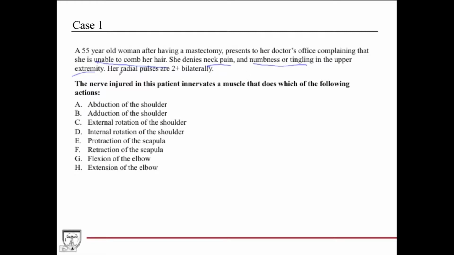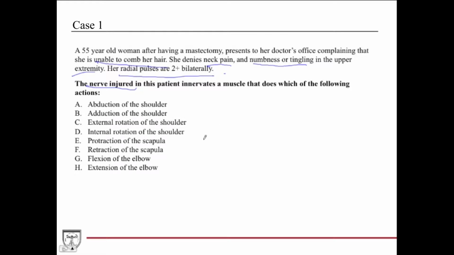because otherwise they'd have significant numbness. And then her radial pulses are 2+, which is normal, which means that this is likely not a vascular injury. So likely the subclavian artery was not affected, or any other kind of artery, because then her pulses would be diminished. So they're telling you the nerve injured in this patient innervates a muscle that does which of the following.